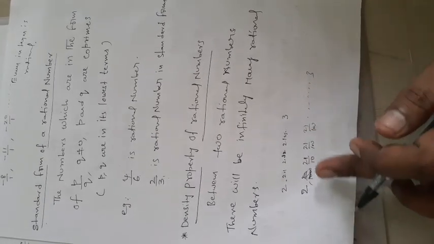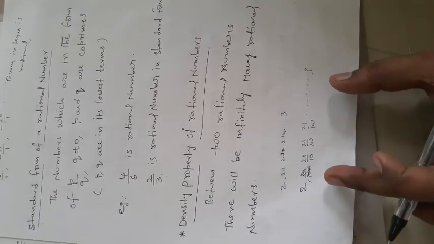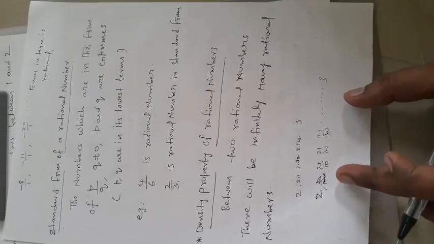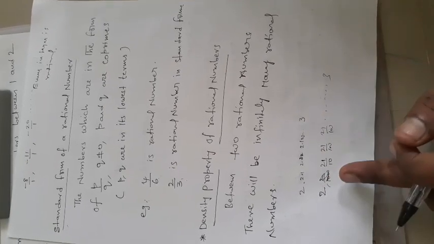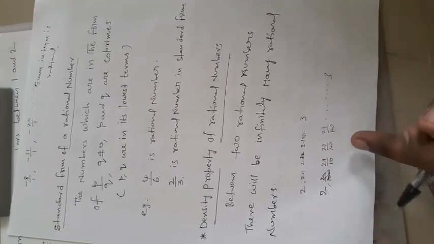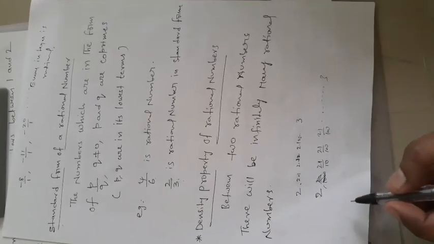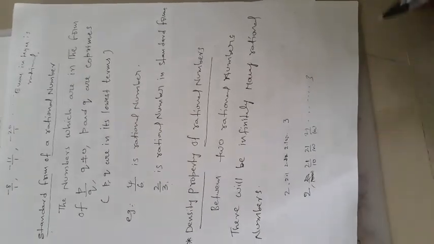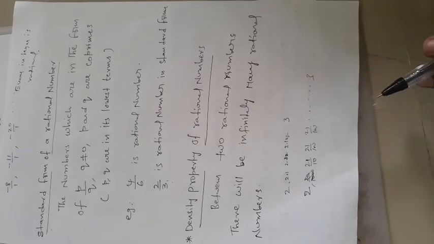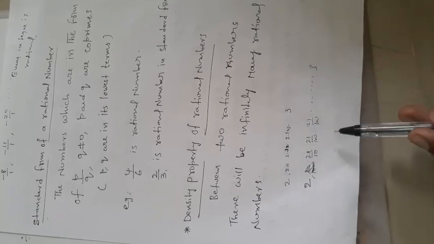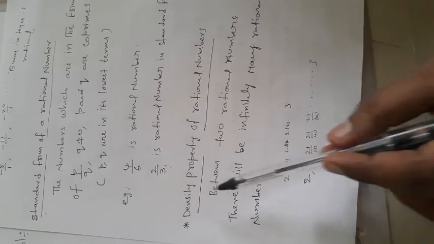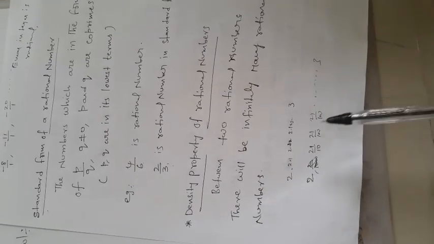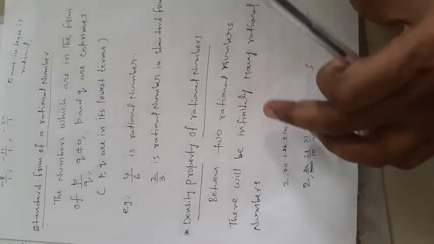So between two rational numbers there will be infinitely many rational numbers; this is known as the density property of rational numbers. Suppose you take integers: between 2 and 3 there is no integer. After 2, the next integer is 3 only. But in the case of rational numbers, between 2 and 3 we can insert many rational numbers, infinitely many. So this property holds only for rational numbers, which is why it is known as the density property of rational numbers.